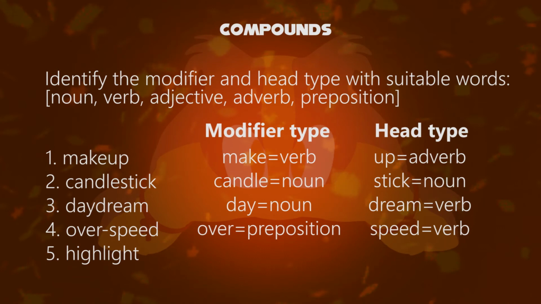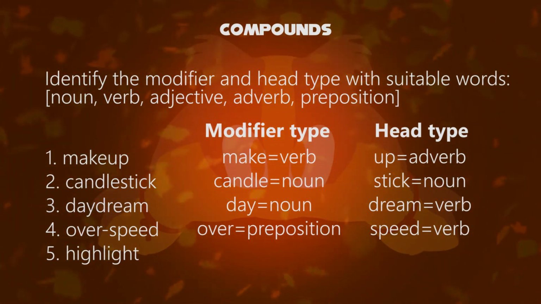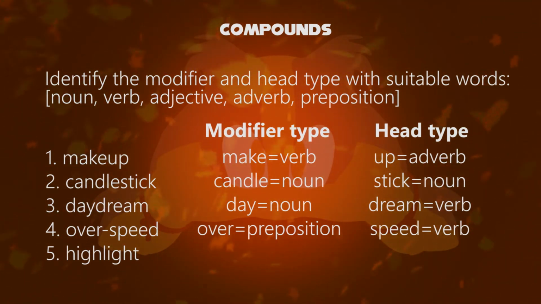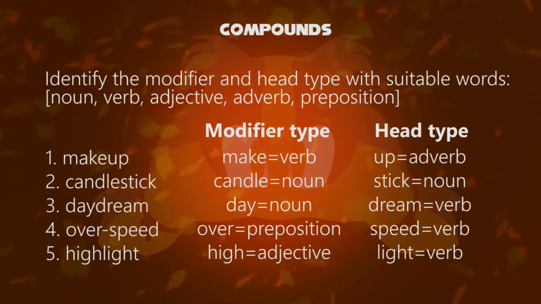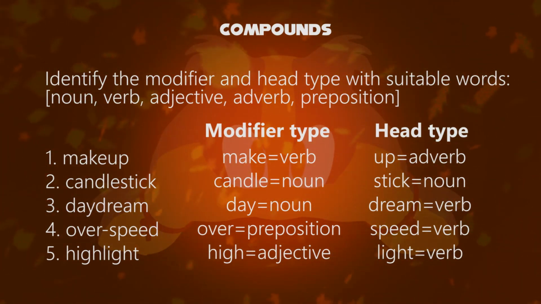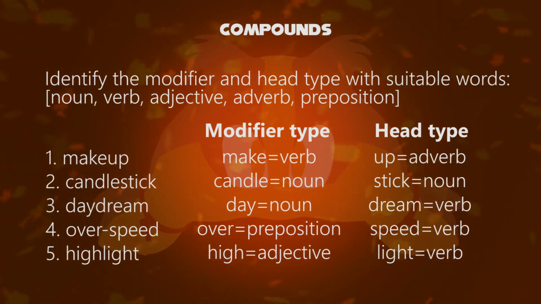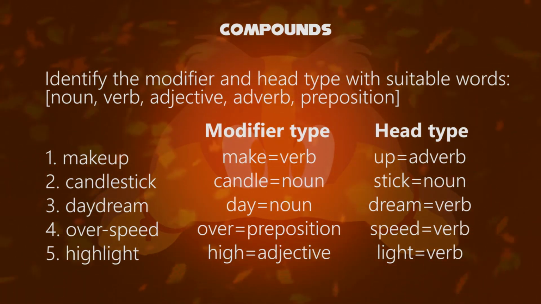And fifth word, highlight. Guess the modifier and its head type. The modifier, high, is an adjective, and the head, light, is a verb. So, you now know how to form words into a compound.